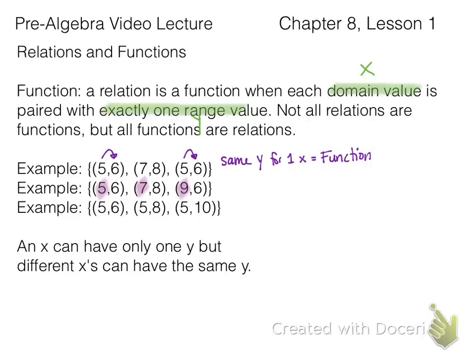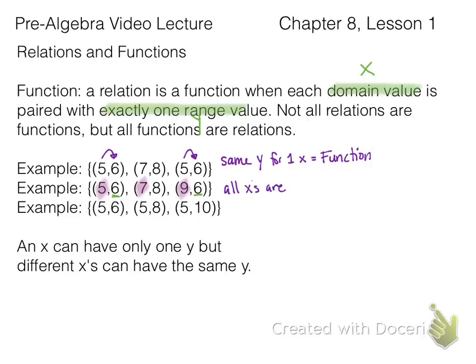It's when 5 goes to two different y's that it's not okay, or 7 goes to two different y's, it's not okay, or 9 goes to two different y's. That's when it's not okay. When the first number has two different y's that it could be, that's when we've got a problem.